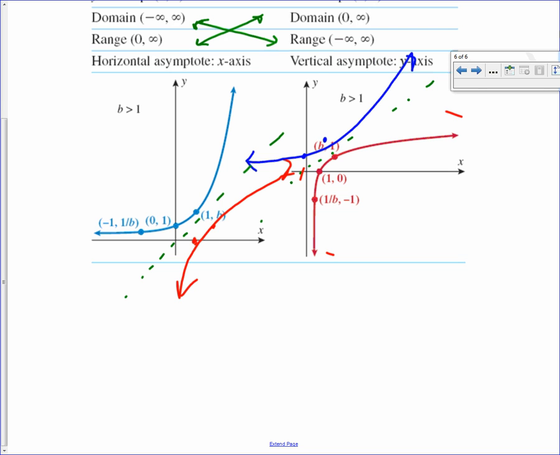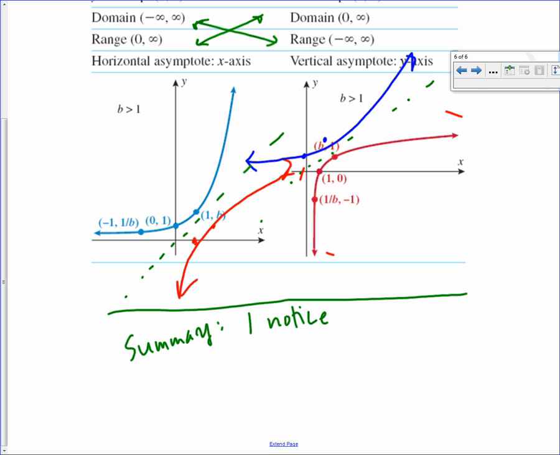I want you to jot down, this is the end of our notes in your summary. I want you to jot down one thing. I want you to tell me, what do you notice? I notice that the graphs, and fill that in. That's going to be the end of our notes. Go ahead and bring it into class.